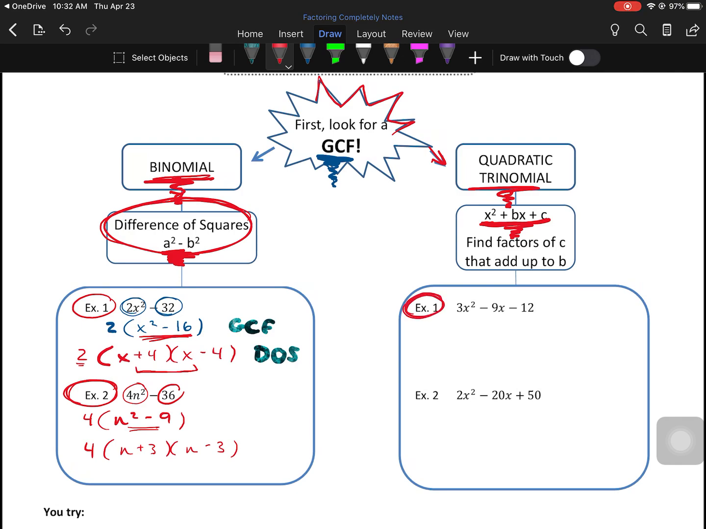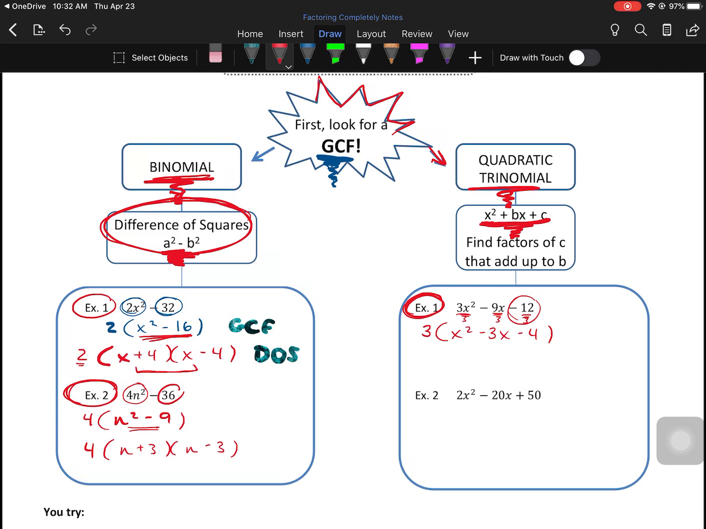So for this one, I need to look at my 3 terms and say, what are all 3 of these numbers divisible by? What is the GCF for 3, 9, and 12? And my GCF is going to be 3. So when I factor that out, we're going to divide each thing by 3. And I'm going to get x squared. Negative 9 divided by 3 is negative 3x. 12 divided by 3 is negative 4.